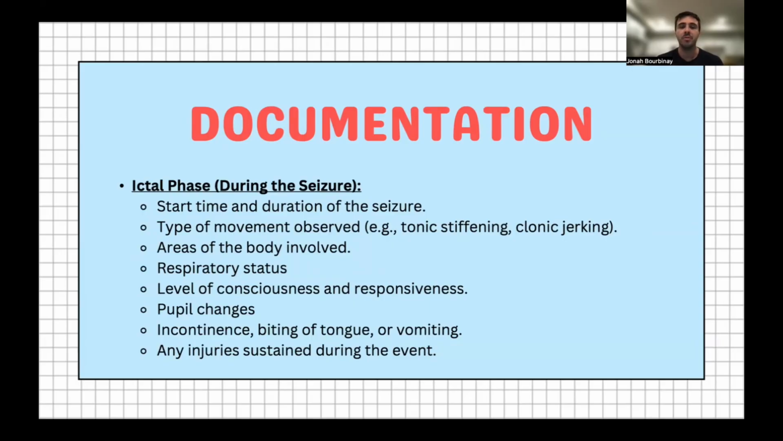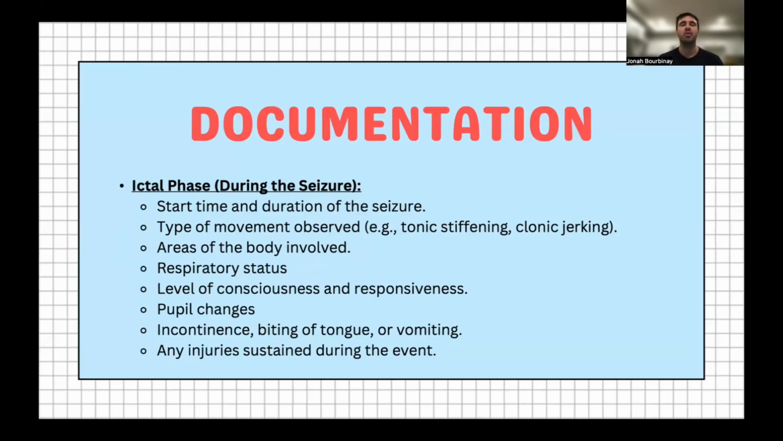The type of movement observed is another form of diagnosis and how we can intervene and which path we choose to intervene. For example, are they extending their body? Are they flexing their body? Is it jerking movements? The area of the body involved is incredibly important because it's going to correlate with what part of the brain is being affected.